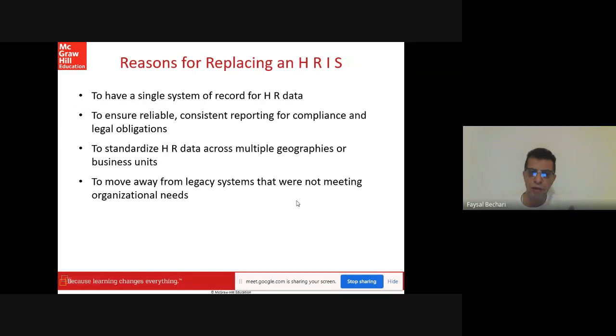It ensures reliable, consistent reporting for compliance. When the government wants something, you can do the reporting right away. When a third party is supervising, you can do it right away. And for legal obligations, you do a report for that. It also standardizes the HR data across multiple geographies or business units, to make sure the HR system is applicable to all the different levels, up and down, in different geographies and business units. And it moves you away from legacy systems that were not meeting the organization's needs. This is the reason for replacing it.